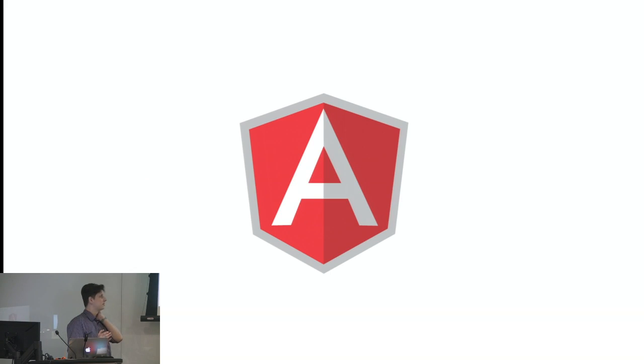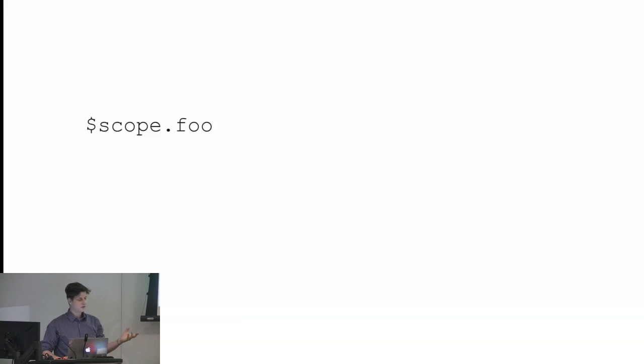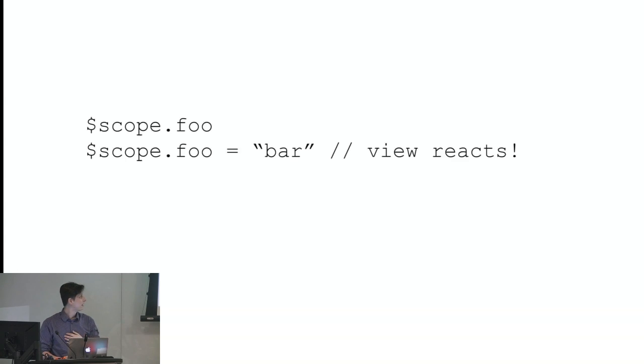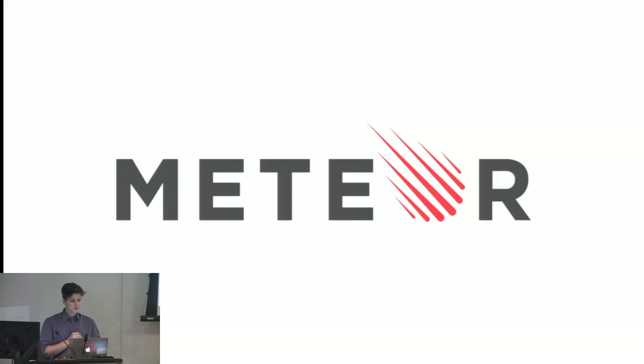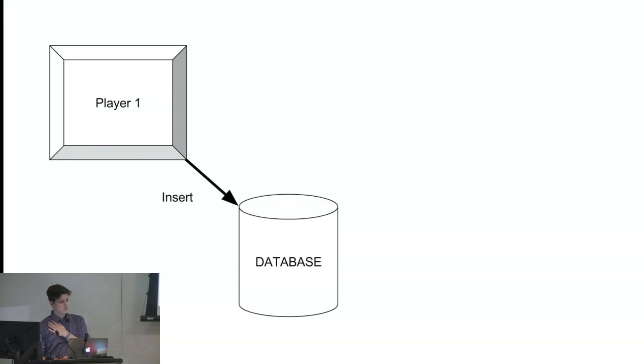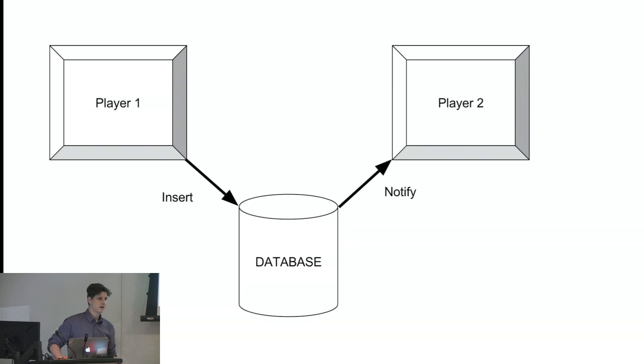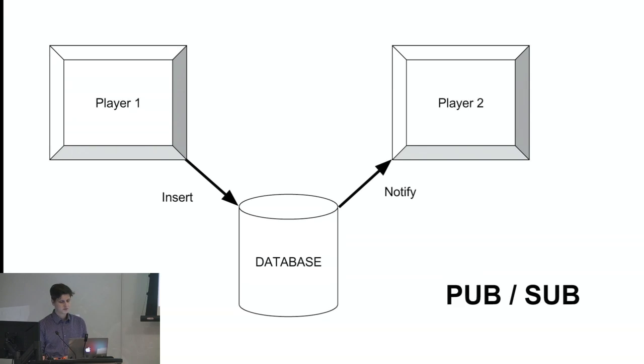Angular actually was my first time having this kind of experience. You have some variable on the scope, and when you modify that variable, the view just magically reacts for you, and that was cool. It was really convenient. I also played around with Meteor a lot. Meteor touts itself as a fully reactive framework, and what was interesting is that if somebody makes some modification to the database, like an insert or update, Meteor would automatically notify anybody else that had a query that relied on that. This was the pub sub system.